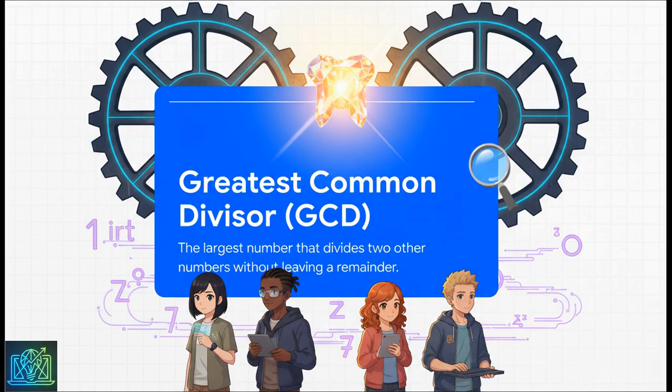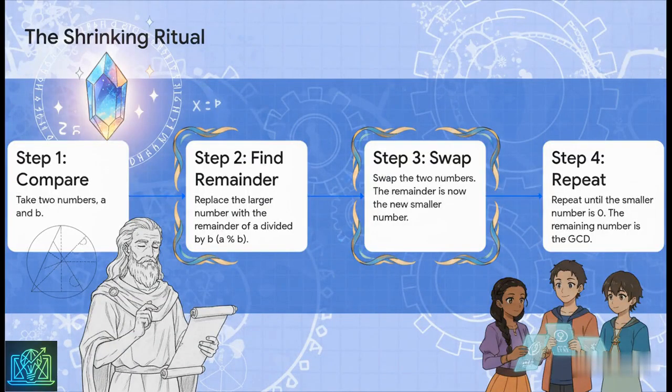It's just the biggest number that divides both our cycles without leaving any remainder. Okay, so how do we find this crystal? We use an ancient ritual, a clever little dance of numbers from a mathematician named Euclid.